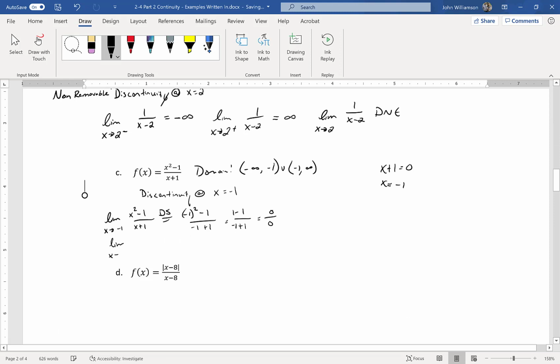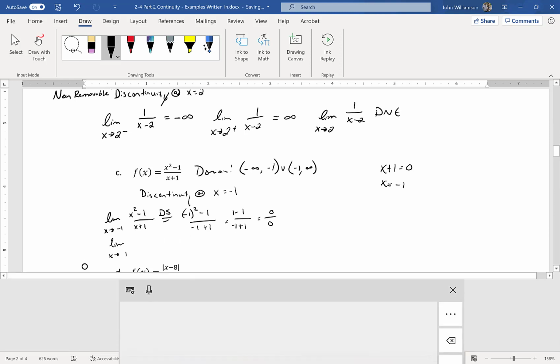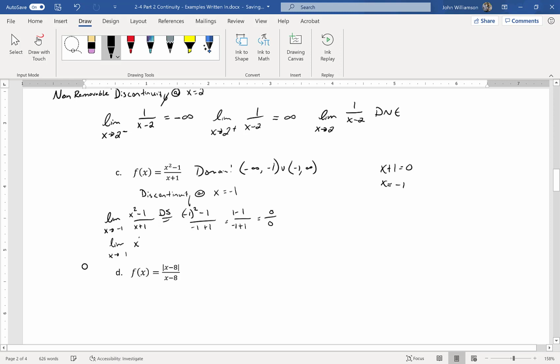So the limit as x is approaching negative 1 of x squared minus 1 over x plus 1. Well, we've got a rational function, so think factor. Difference of squares: x squared minus 1 is x plus 1 times x minus 1, all over x plus 1. Aha, the x plus 1's cancel, which gives us the limit of x minus 1. Now we can direct substitute because we've taken care of our problem. We're no longer dividing by 0. So negative 1 minus 1, which is negative 2.